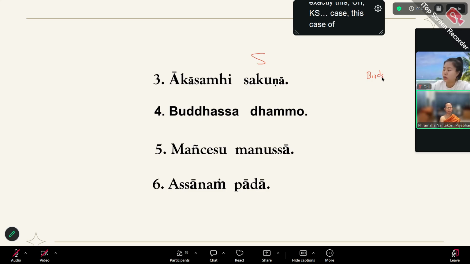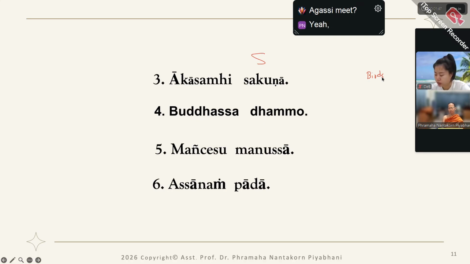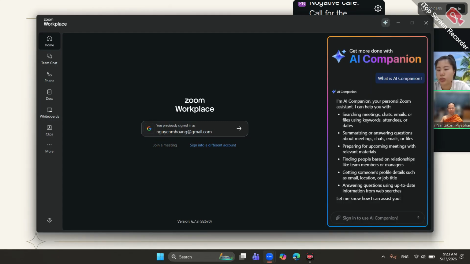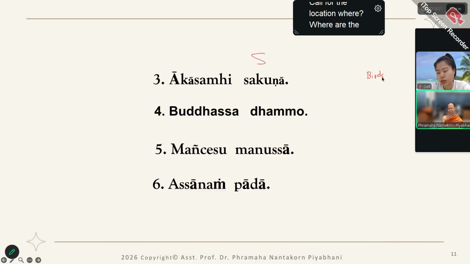So exactly this case of the agasami. Yeah, agasami, the case or the vibhatti of agasami is locative case or sattami vibhatti, call for the location where the birds on the sky. Where the birds on their sky, right? The birds on the sky.